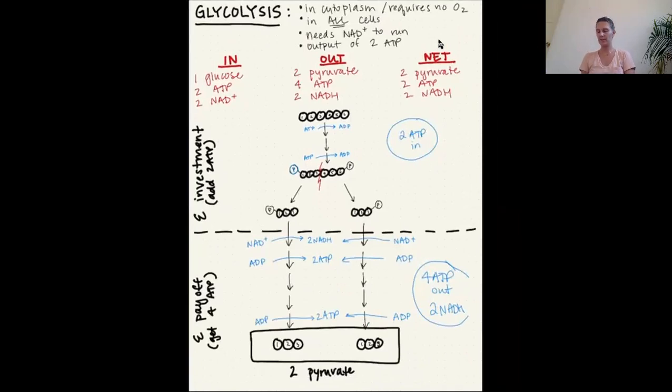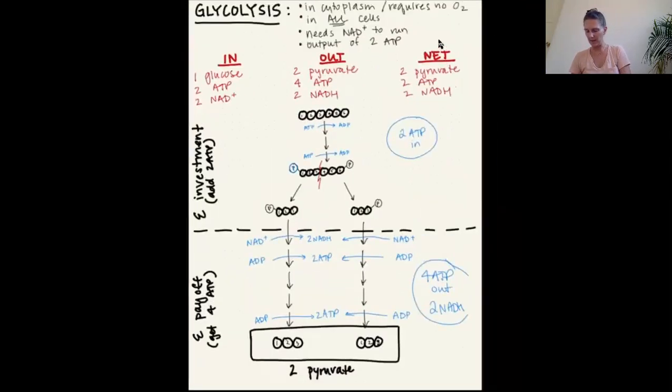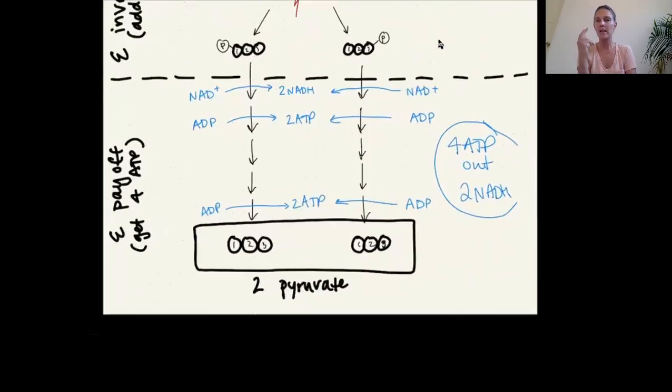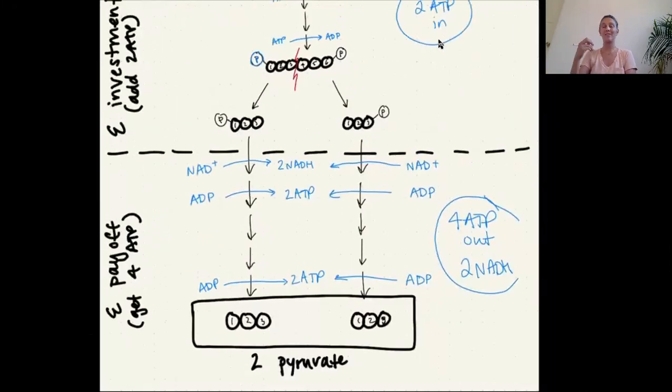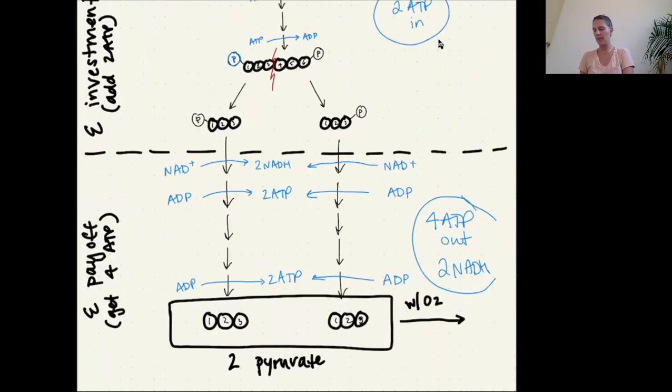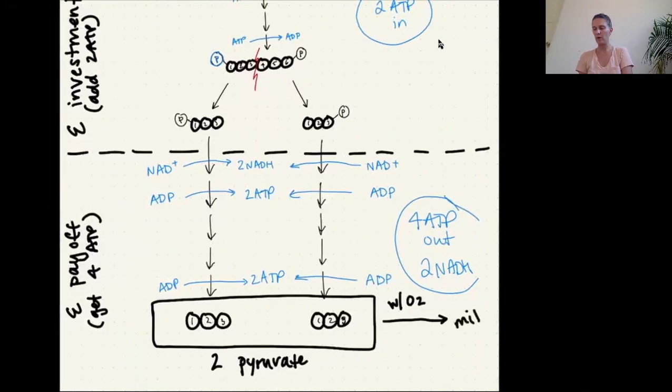So that's glycolysis. And we know, again, that if we look at these pyruvates, they can have 2 different paths depending on if there's oxygen or no oxygen, right? So if we have lots of oxygen, that's going to go to our mitochondria. If there is no oxygen present, then we're going to stay in the cytoplasm, all right? And that's what we're going to talk about next.